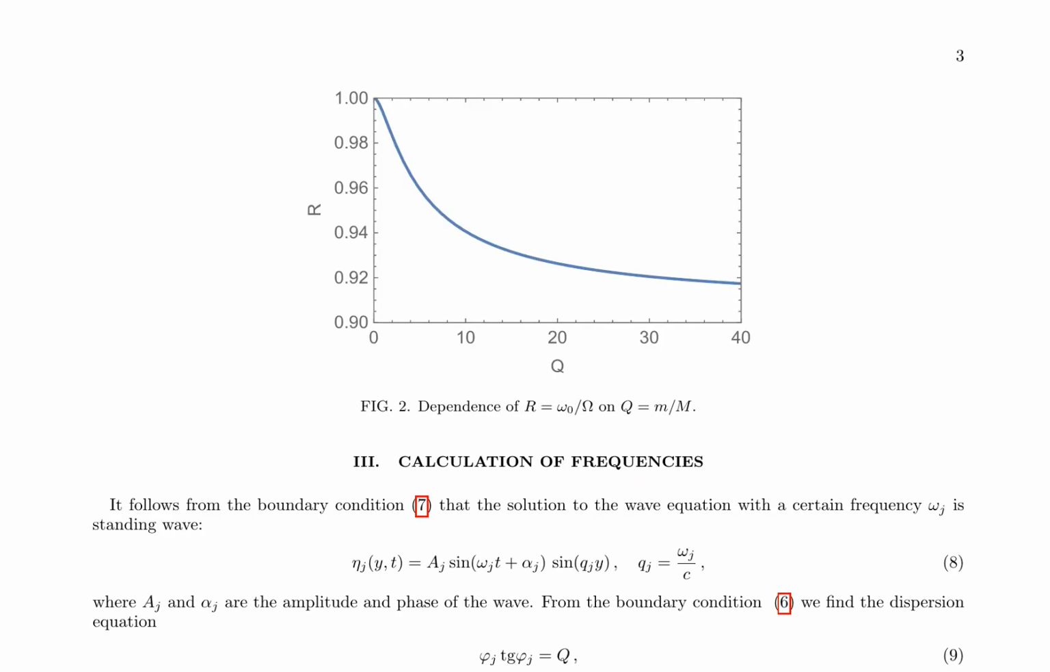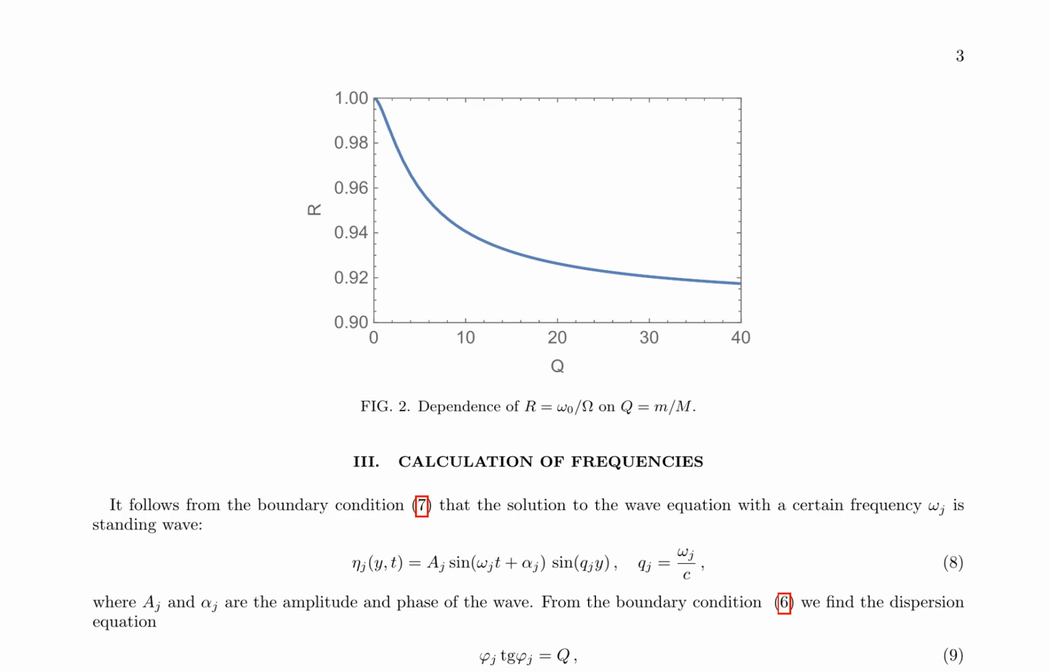The authors derive the wave equation solution as a standing wave, characterized by amplitude A_j and phase alpha_j, where phi_j is related to the frequency omega_j through phi_j equals omega_j L/c. The dispersion equation, 9, is obtained from the boundary condition, 6, which depends solely on the mass ratio Q equals m_s/m and is independent of k and L. This equation yields an infinite number of solutions phi_j, corresponding to frequencies omega_j proportional to phi_j times root k.